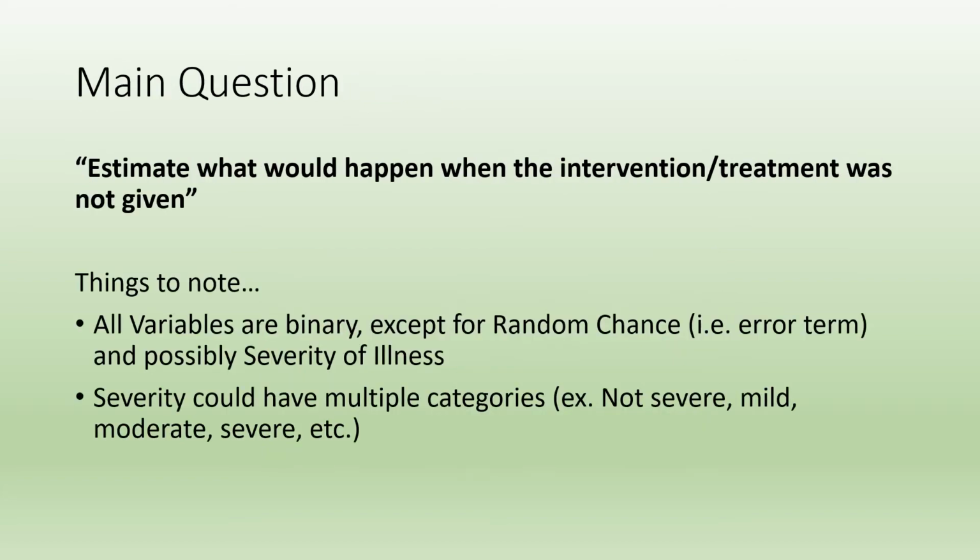Now that we've completed part 1, which was to write equations out for all the nodes given in our network, we can finally move on to the main question: estimate what would happen when the intervention treatment was not given. Just a few things to note. All the variables or nodes in our network are binary, except for random chance and possibly severity of illness. I say severity of illness because severity could have multiple categories, like in the case of traumatic brain injury, where injury is categorized into not severe, mild, moderate, and severe. In this question, it's not specified what severity of illness is categorized into, so we won't define it here.